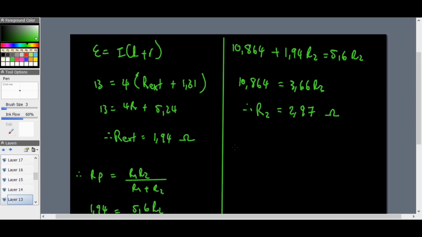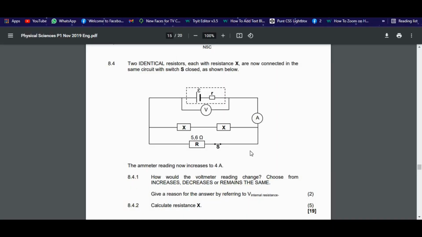Now, we must remember there are two identical resistors with the same value, X and X. That's why they have the same variable. So the value of X is going to equal half of 2,97 ohms. If we divide that by 2, therefore, X is going to equal 1,49 ohms. So each resistor, as they said in the question, two identical resistors, X and X, are both 1,49 ohms each.